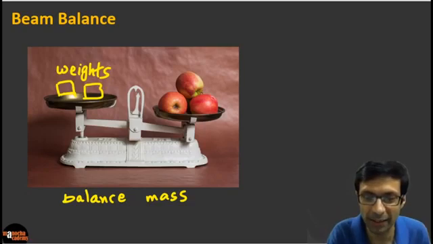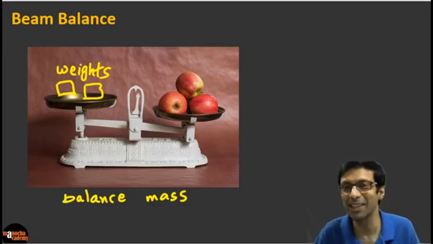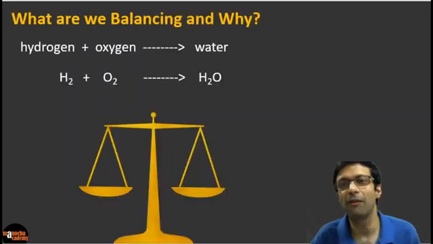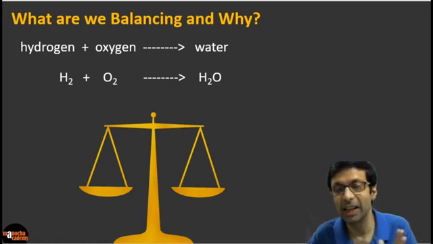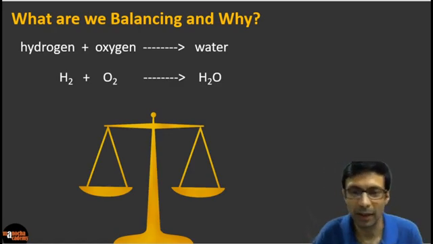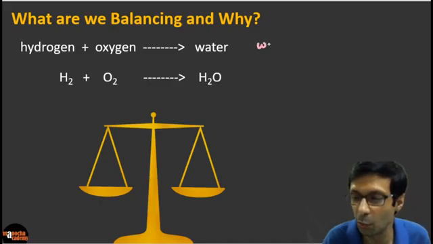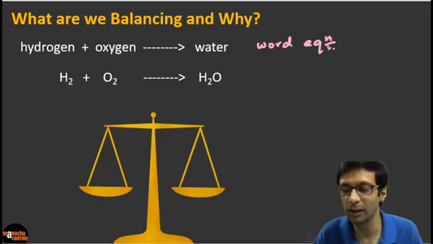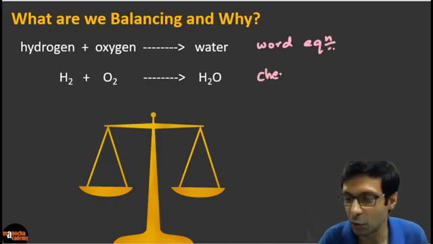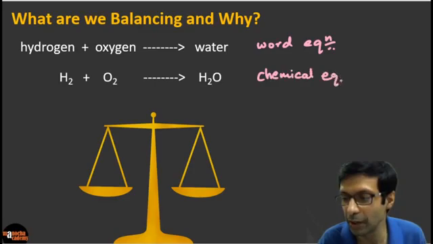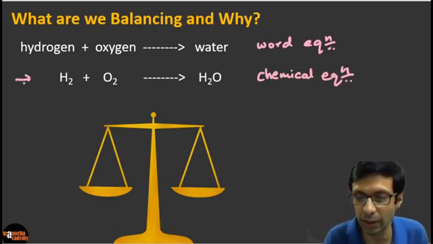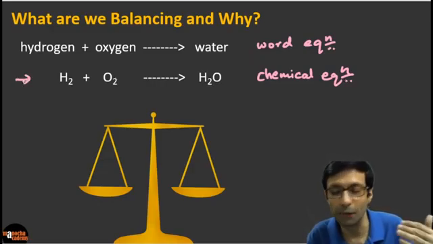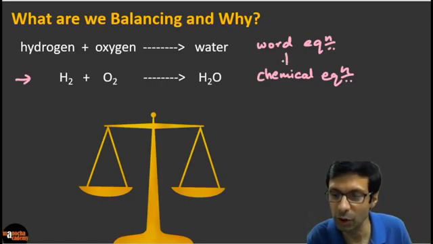So you use a beam balance, but in this video, we are going to be balancing chemical equations. Now let's see, what does that mean? Let's say we have our equation here. Let's say it's hydrogen plus oxygen gives water. As you know, this is called a word equation, and that needs to be converted into a chemical equation. So the word equation needs to be converted into this chemical equation that you see here: H2 plus O2 gives H2O. I'm sure all of you know how to do this conversion.